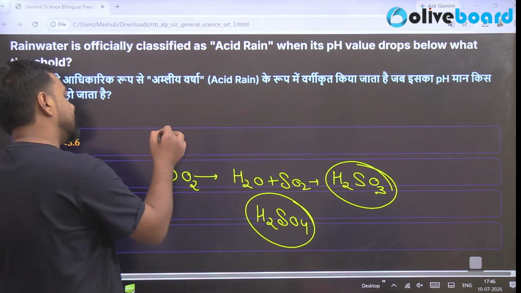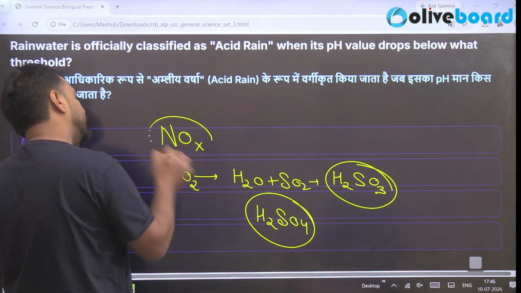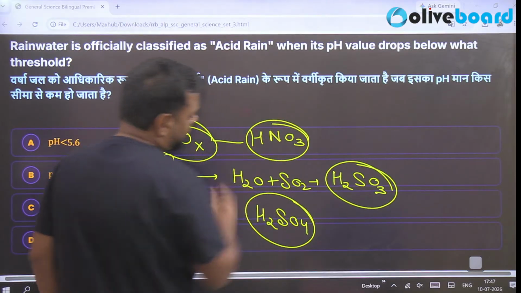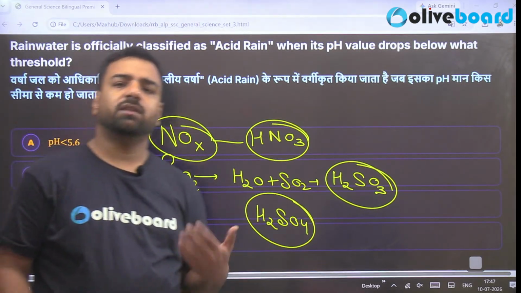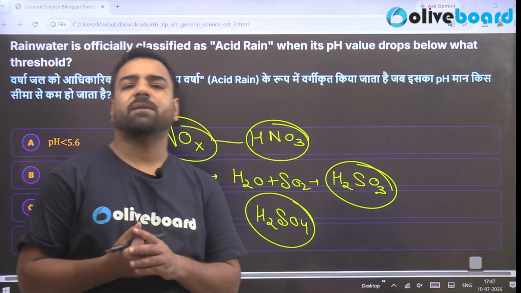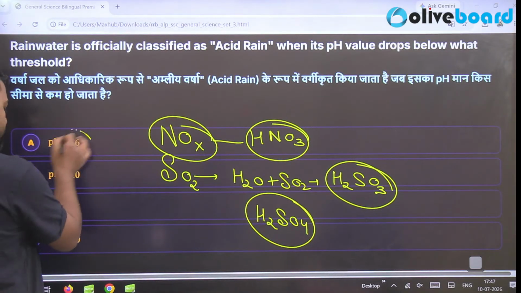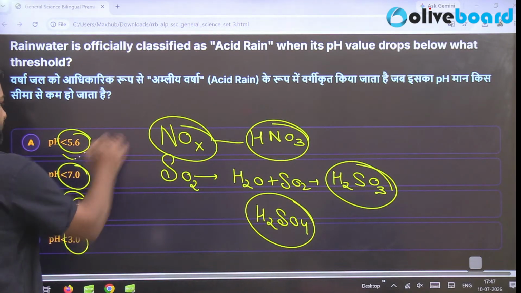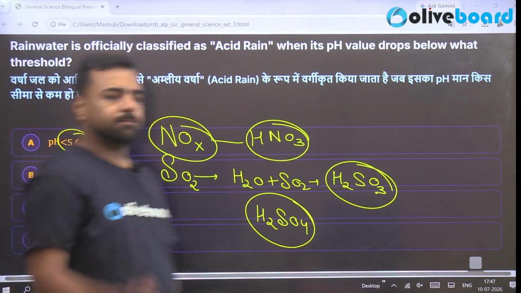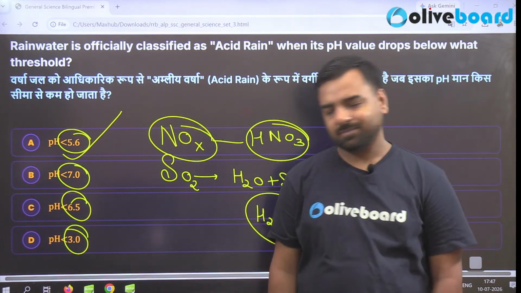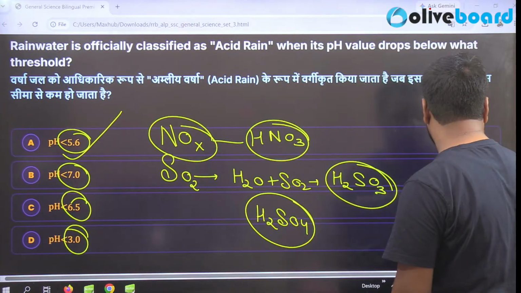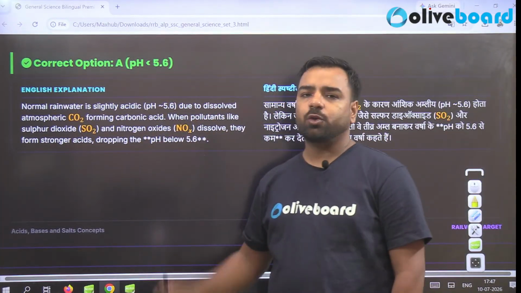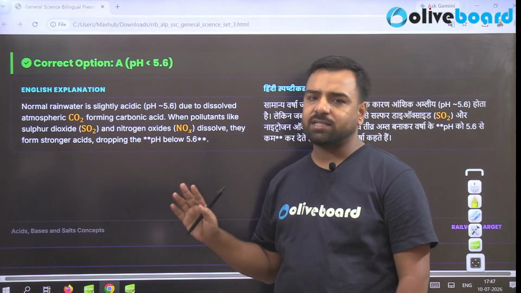Similarly, there are other gases as well, like NOx. When they react, they form nitric acid. So when these gases come down in the form of acid rain, their pH value is lesser than 5.6. So the options are 5.6, 5.7, 6.5 or 3. Here the correct answer will be less than 5.6, and hence option number A is the correct answer. Fine. So that's all from my side, guys. And yes, after every question I'm giving these explanations. You can download them from the application. These files are present there.